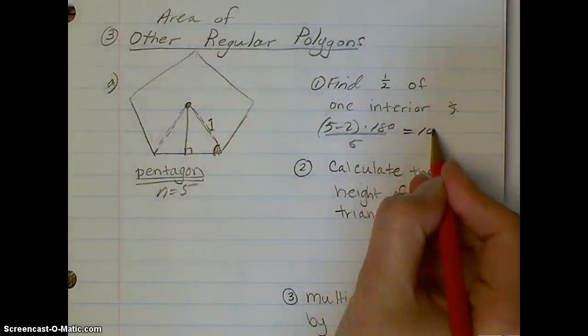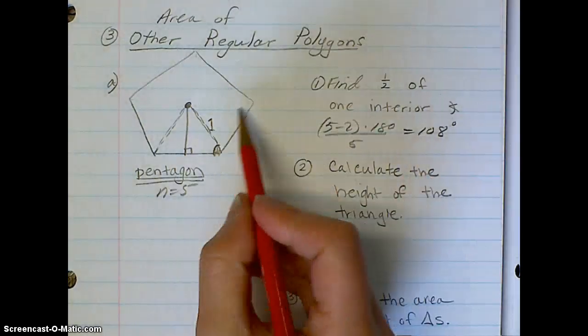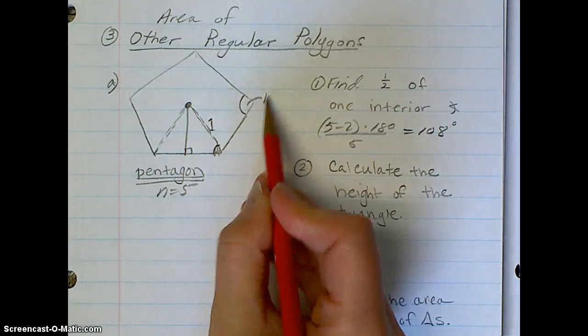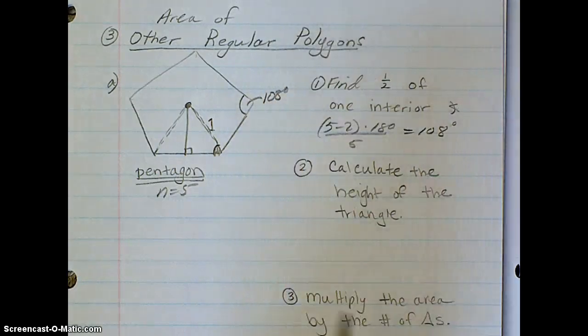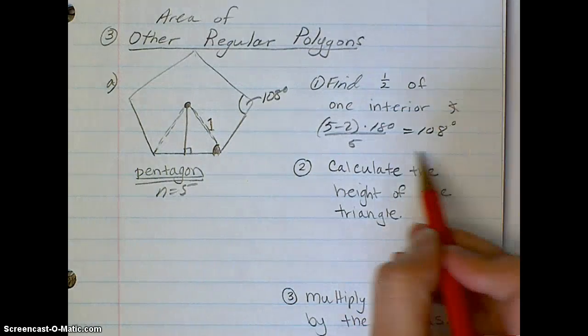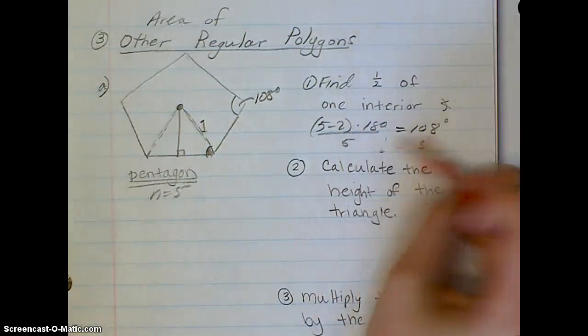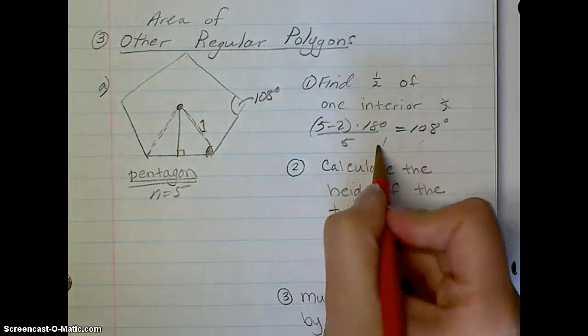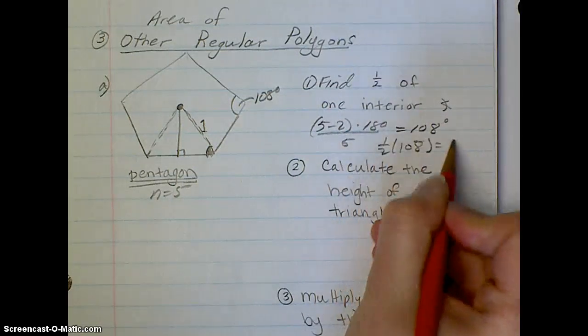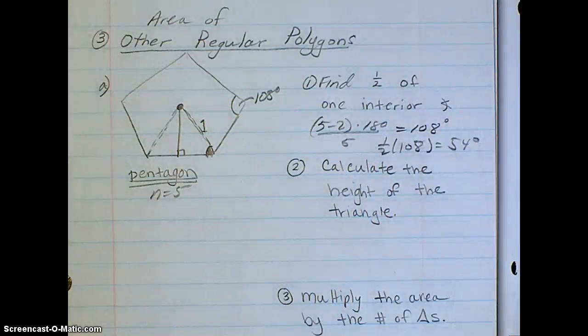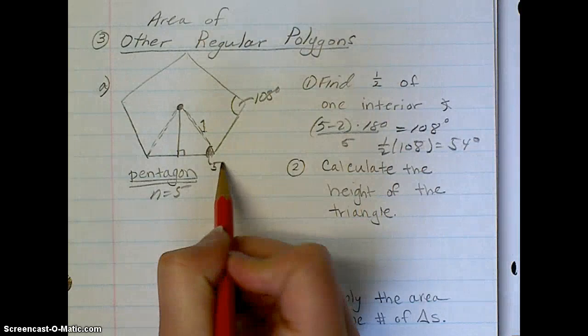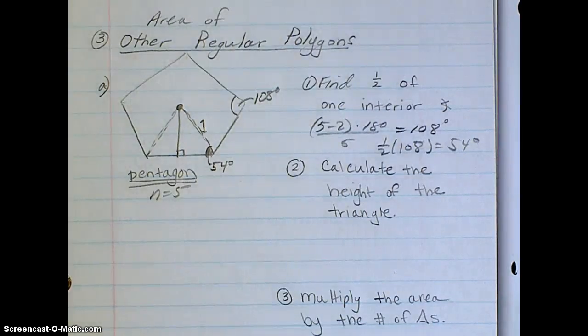I'm getting 108. 108 is a whole interior angle. I only want half of it, so I need to cut it in half. Half of 108 comes out to be 54 degrees. So that means this is 54 degrees.